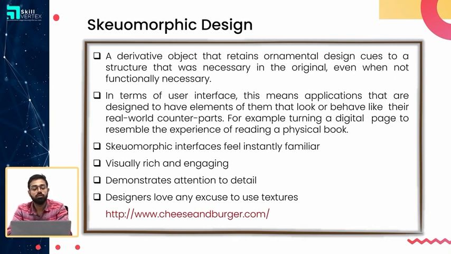In terms of user interface, this means applications that are designed to have elements that look or behave like their real world counterparts. One example is turning a page. A lot of applications, especially ebook reading applications, let you turn a page by sliding from right to left, which tries to simulate turning the page of a real book. It is very intuitive. If you open the application and there's no button to go to the next page, you will intuitively slide, because you have that memory reference from the last time you read a physical book. And if this digital book offers you the same experience, you don't need to learn that anymore.